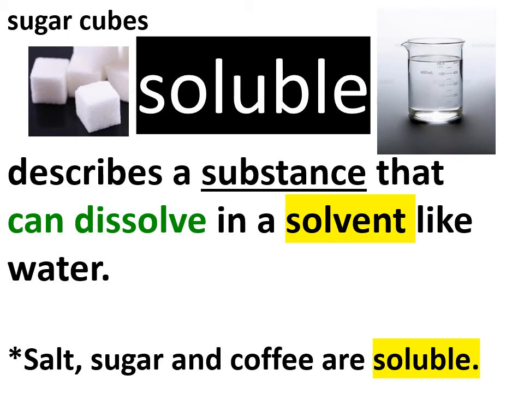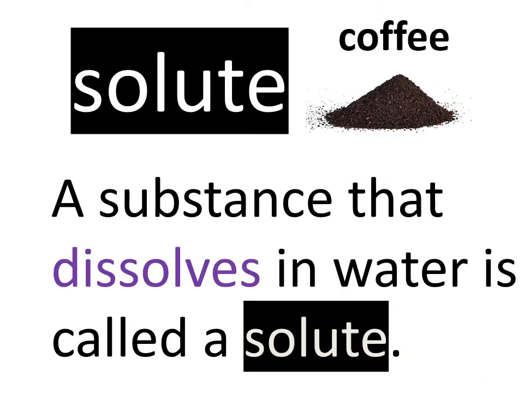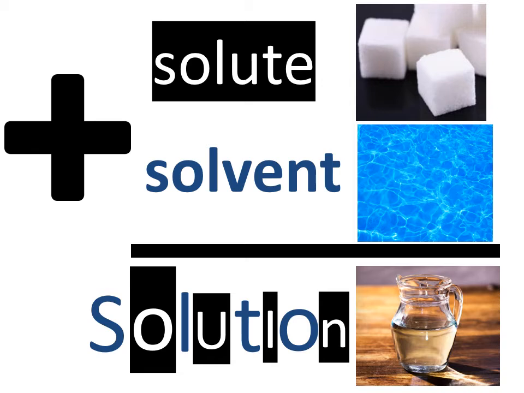So again, soluble describes a substance that can dissolve in a solvent like water. Salt, sugar, and coffee are examples of soluble substances. Even lump sugar cubes, like you see in this picture, can dissolve. A solute is a substance that dissolves in water. That's what we call a solute. That's the thing. And solutes are soluble. So solute plus solvent equals solution.